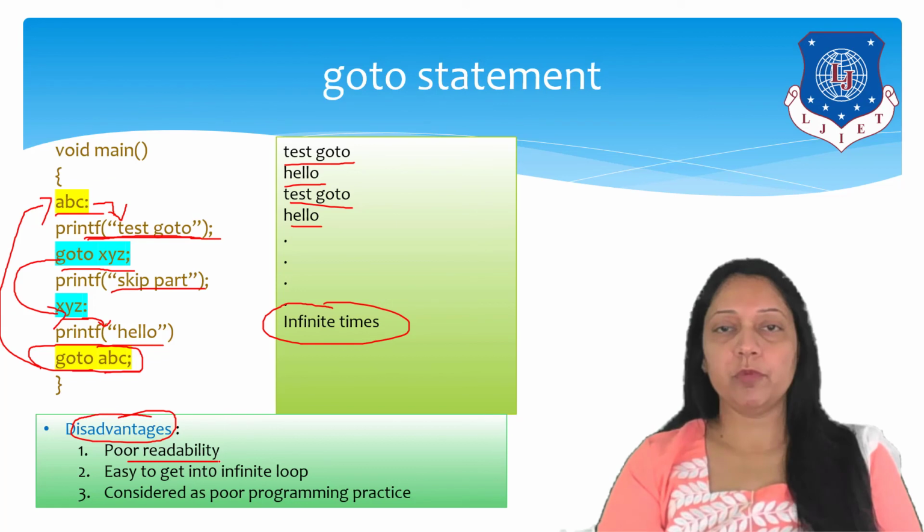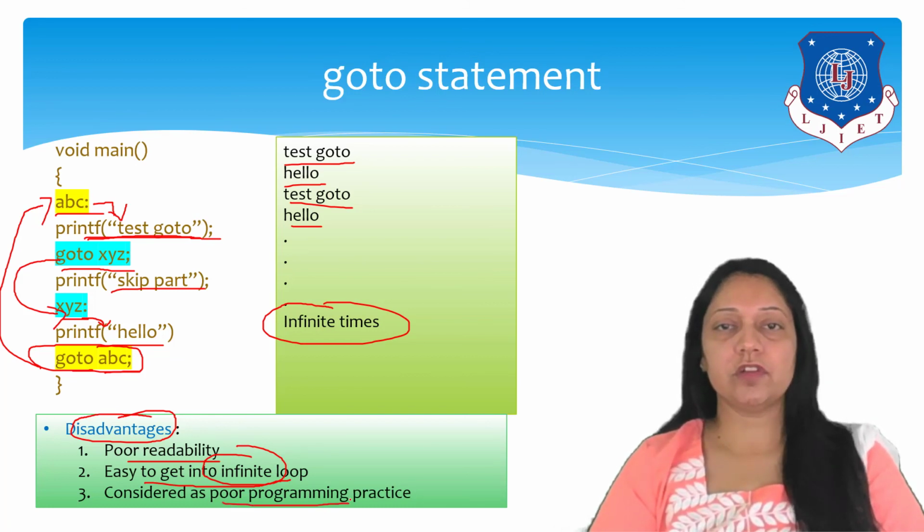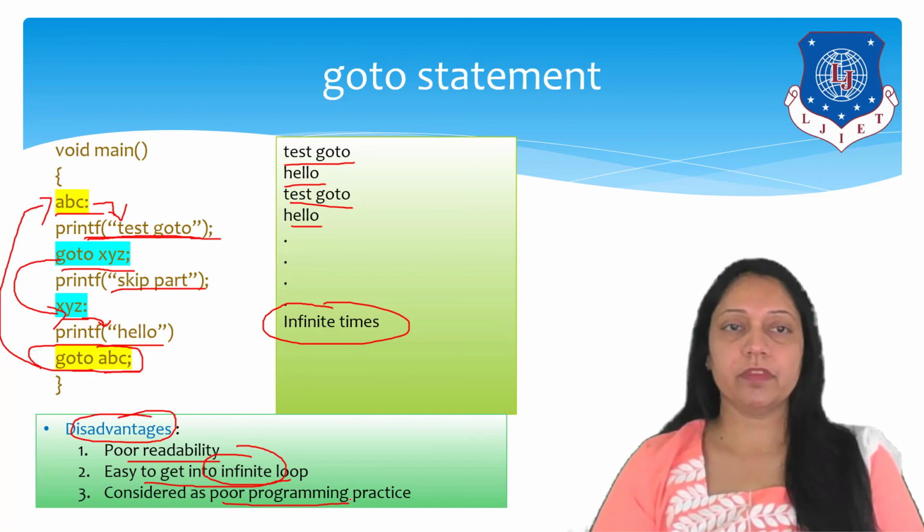It gives very poor readability of the program. Reading the program makes us confused as to what step will be executed after which step. Using goto, if we do not write the goto statement and labeling properly, we may come across an infinite loop. Goto is known as a poor programming practice. So we should avoid using goto statement wherever possible in our program. Instead, if you want to have a loop, you can go for while loop, do while, or for loop.